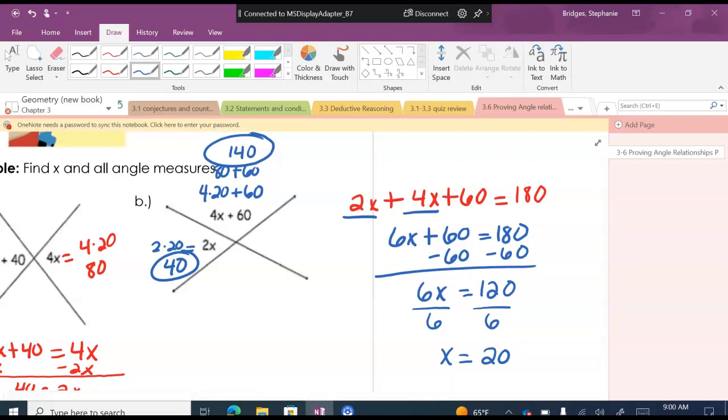Is everybody okay with those? You have to be able to look at the picture and identify, are they vertical so that I set them equal? Are they a linear pair so that I add them and set them equal to 180? Or are they complementary, which means I add them and set them equal to 90? Is there anything on the back of that? Okay.